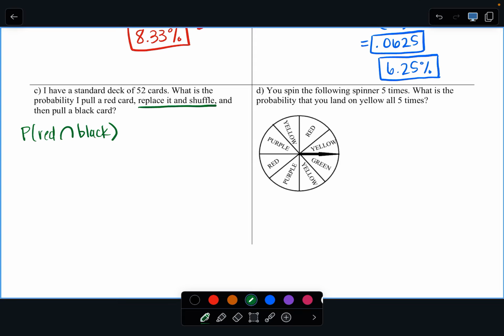So 52 cards in a deck. 13 of them fall into each suit, meaning half of them are black and half of them are red. So the probability of red is going to be 26 out of 52. The probability of black is going to be 26 out of 52. Now if you knew that half of them are black and half are red, you could have used 1/2 and 1/2, and you're going to get the same exact answer. It's going to come all the way down to 0.25, which is 25%.